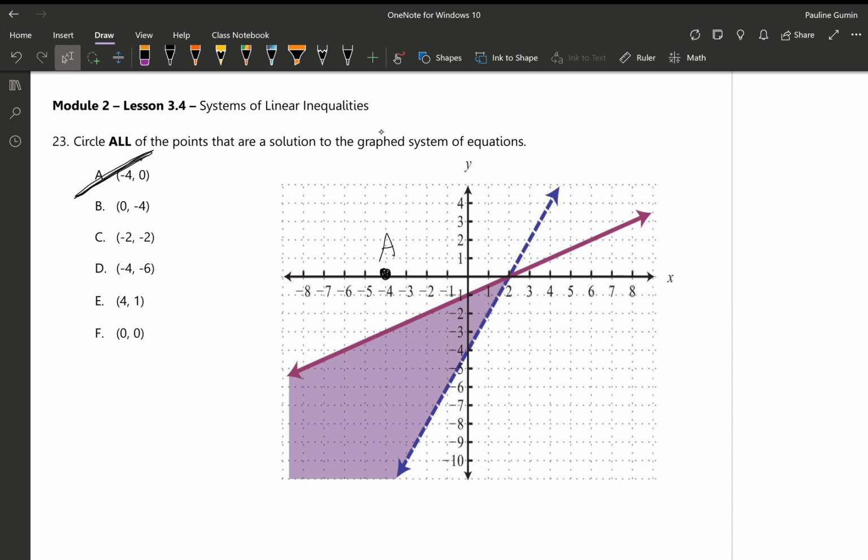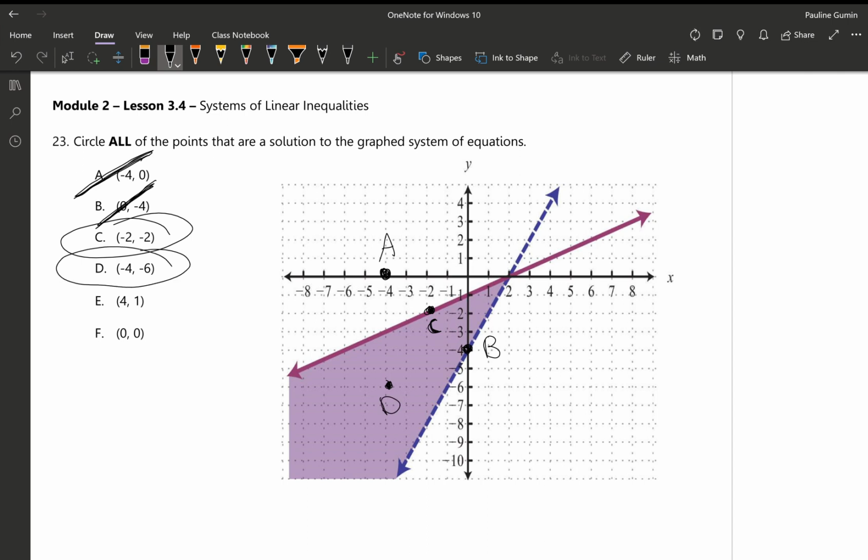Right, letter B is -4, 0. Oh man, that is so close, but no, it's on the dotted line. B doesn't work. Okay, let's graph letter C. -2, -2, success. This lands on the solid line that's attached to the shaded area. Letter D, -4, -6, right in the middle of the shaded area. Beautiful.